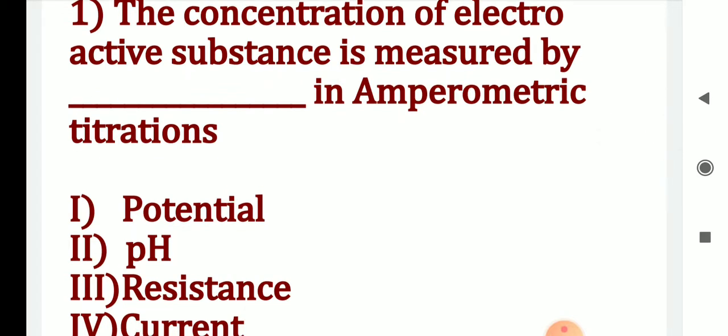The concentration of electroactive substance is measured by dash in amperometric titrations. The choices are potential, pH, resistance and current. Now the method is amperometric titration. Ampere is the unit of current. So the answer is obviously current. So the last one, current, is the right answer.